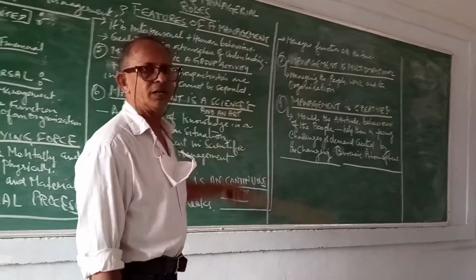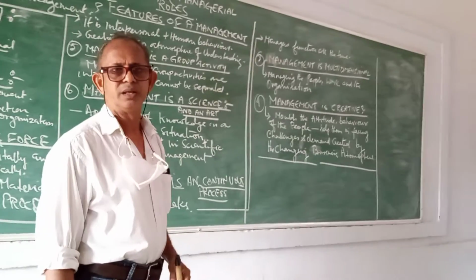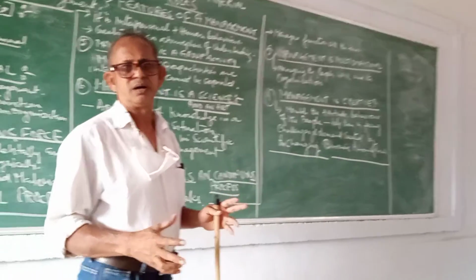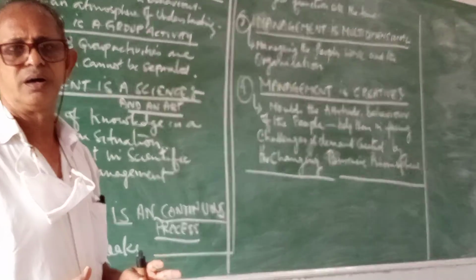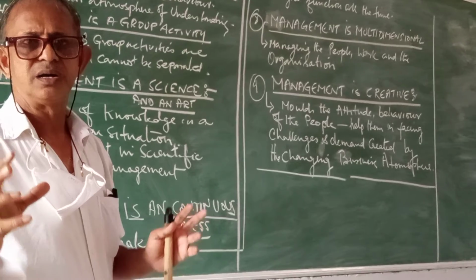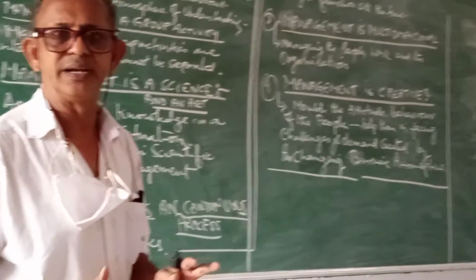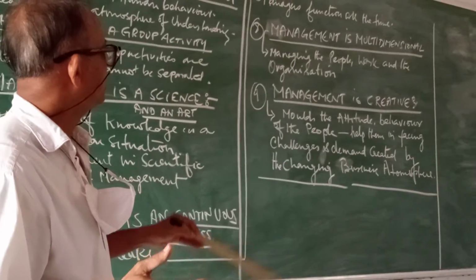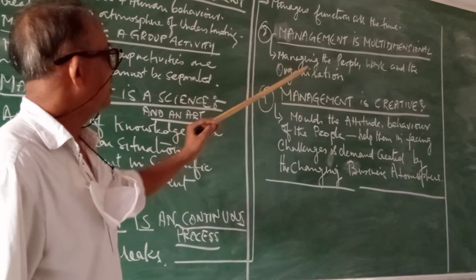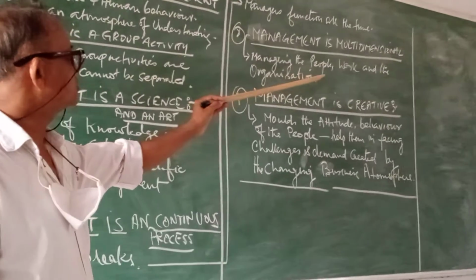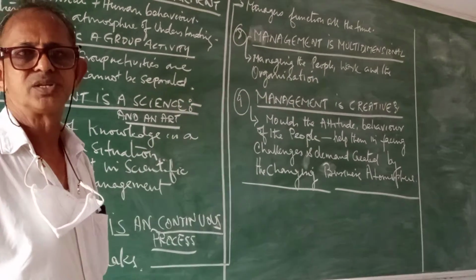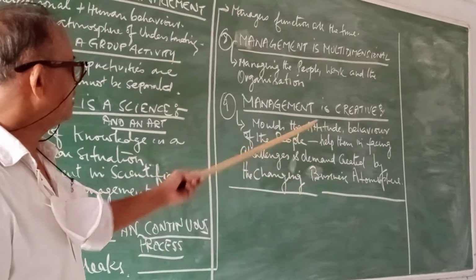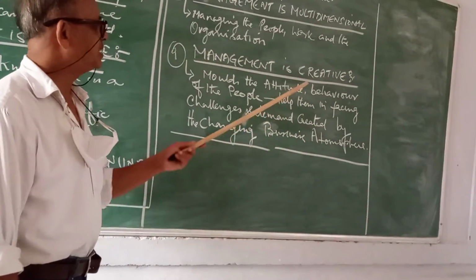Management is multidimensional. Like any individual has a multidimensional, multifaceted personality, similarly, a management is also multidimensional. Why is it multidimensional? Because it manages people, it manages the work, and it manages the organization. So simultaneously, it does all these three functions. So it is multidimensional.